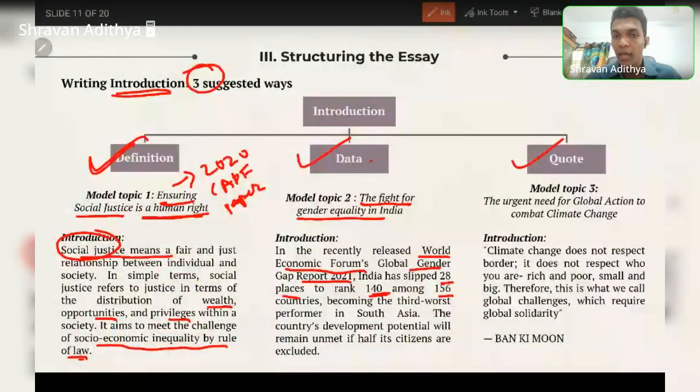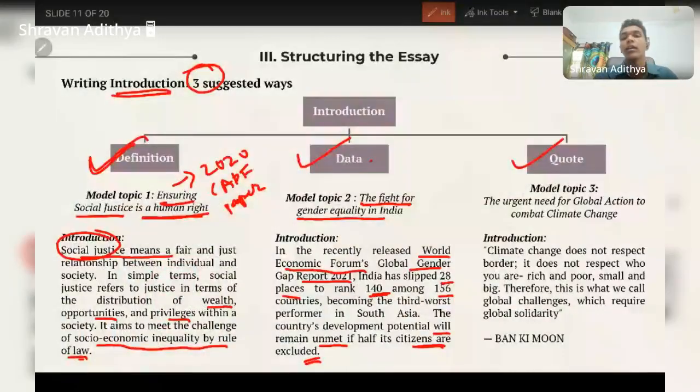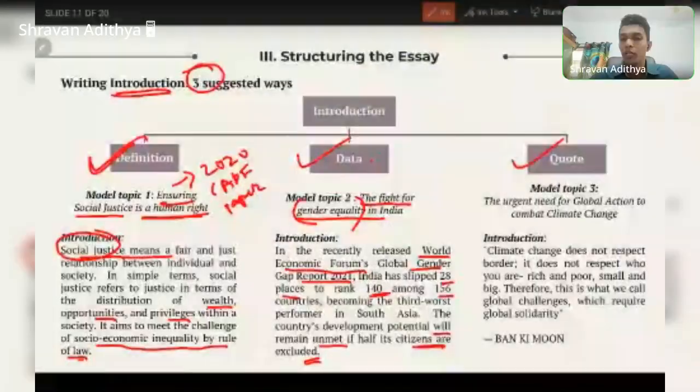Okay, you see how I have used the data that I know. I have taken a report on gender equality, since the question is about gender equality, and I have shed some light on India's rank and how India has performed poorly, and how India must do a lot to meet its development potential. So this is a data-driven introduction.